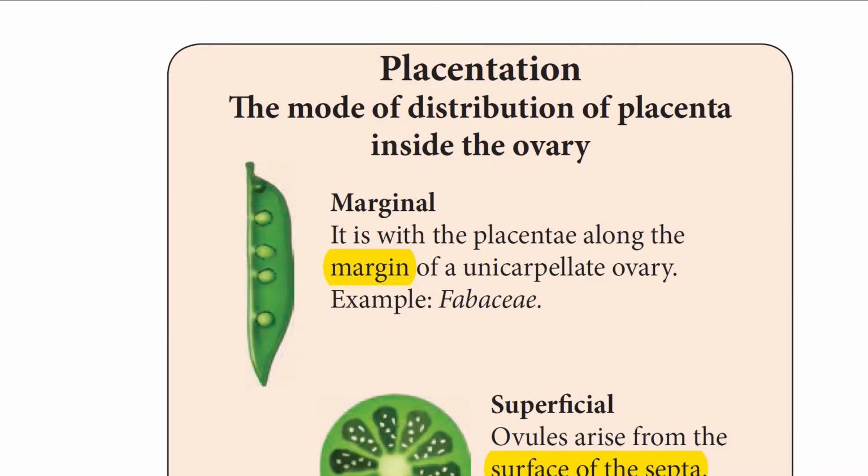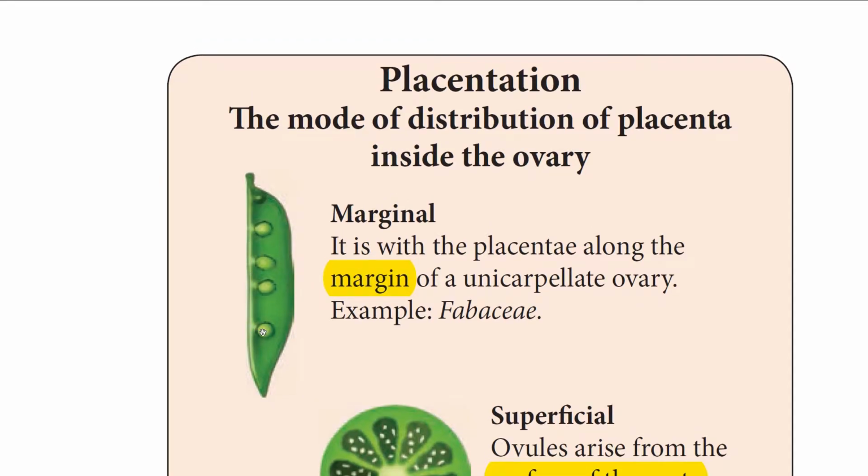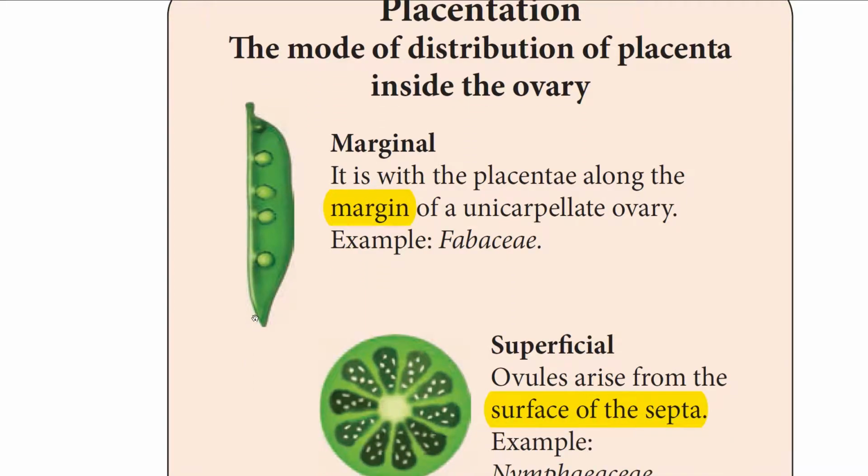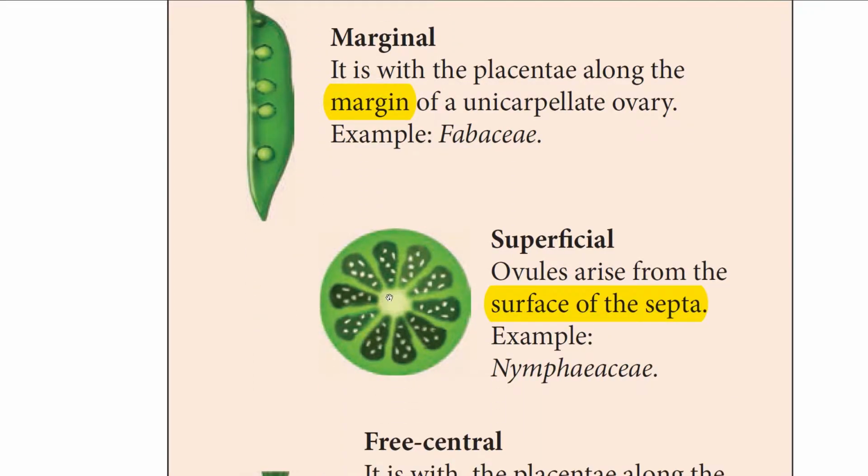What is meant by placentation? Placentation is nothing but the mode of distribution of the placenta inside the ovary. So this is the marginal placentation. When the placenta lies along the margin of the unicarpellate ovary, then it is called marginal placentation. Example, Fabaceae.